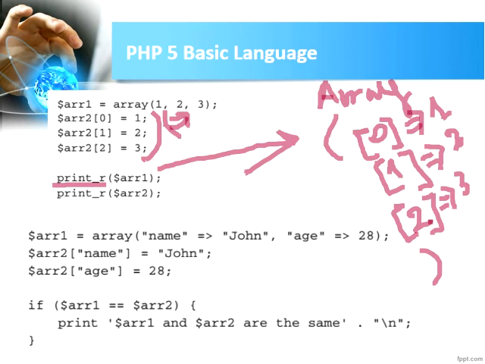Also, we can create an array with key => value: name => John, age => 28, like this. This is the first manner. And it is equivalent to creating the same array in this manner: we can write $array2['name'] = John, $array2['age'] = 28. The same. Okay.